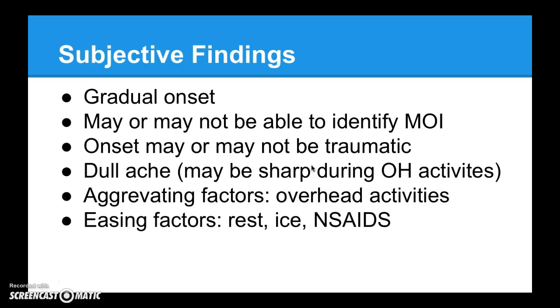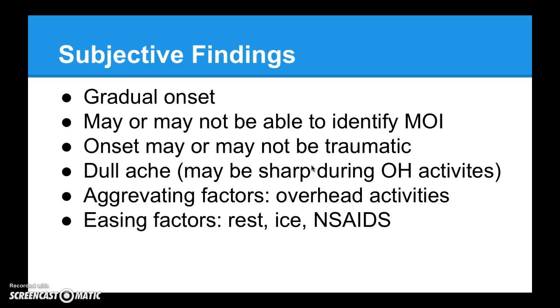So let's move on to the physical therapy exam. When taking a history, you'll likely find that the patient's pain came on gradually, and that the patient may or may not be able to identify the initial incident. If the patient can identify it, they may describe it as sharp pain in the shoulder, suggesting possible damage to the rotator cuff or labrum.